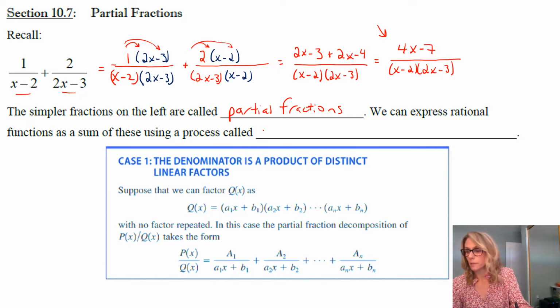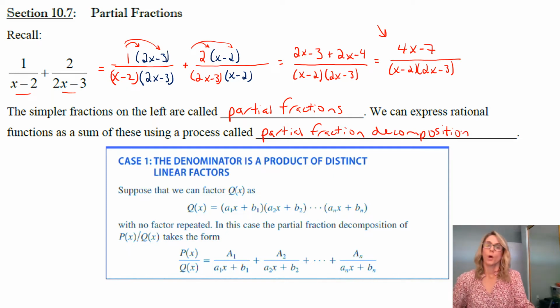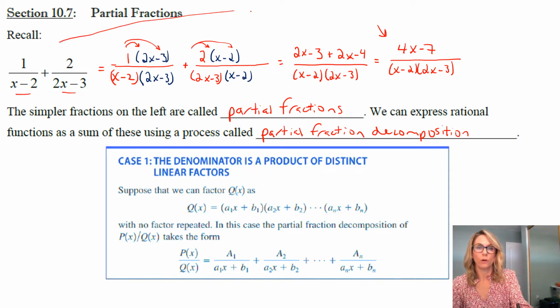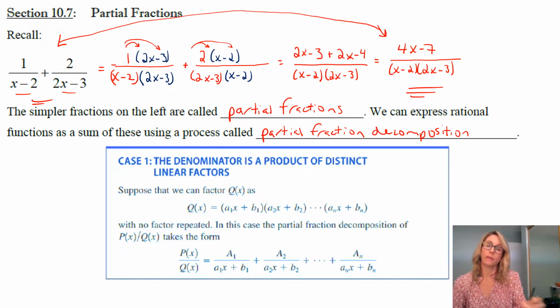And the process is not surprisingly called partial fraction decomposition. So what you really want to understand is that these two things are equivalent. They're equivalent. And sometimes it's helpful to take something that looks like this and rewrite it into something that looks like this, especially for this situation that we'll encounter in calculus.